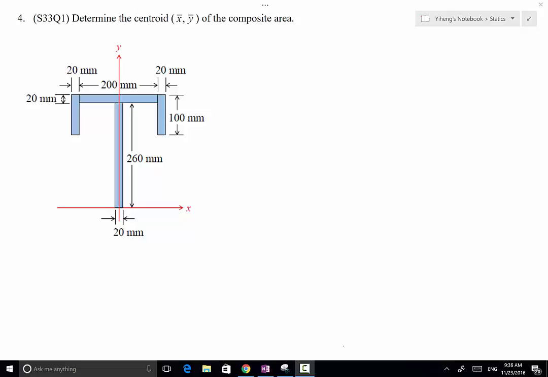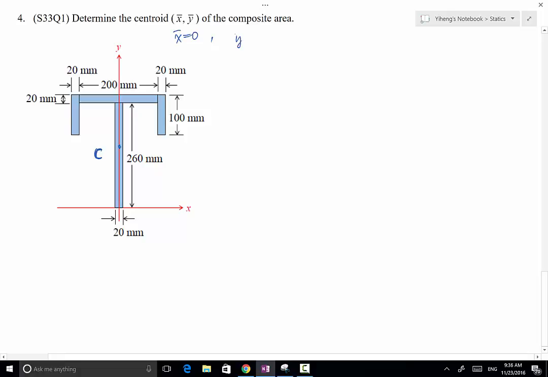Let's look at this problem. We have this composite area, and we need to determine its centroid, x bar and y bar. Because this composite area is symmetric about the y-axis, the centroid location must be on the y-axis. And we know that for any point on the y-axis, the x coordinate is 0. Therefore, we can already tell that x bar equals 0.